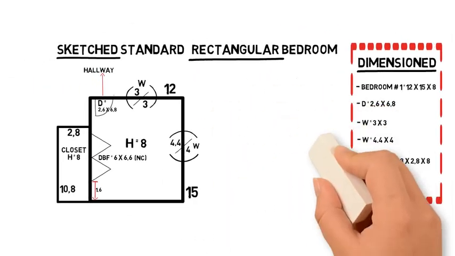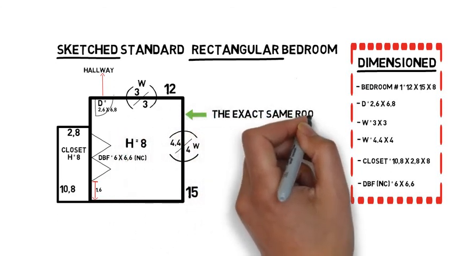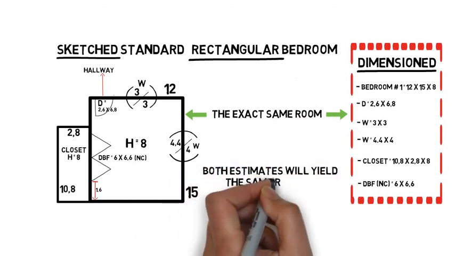The sketched room to your left is exactly as the dimensioned room to your right. The difference is that the dimensioned one is much simpler. Both estimates will achieve the same results.